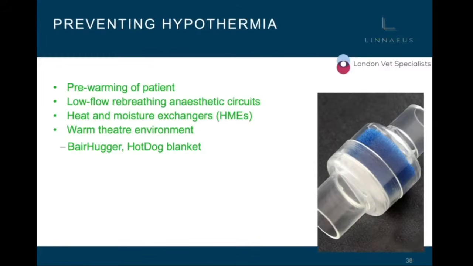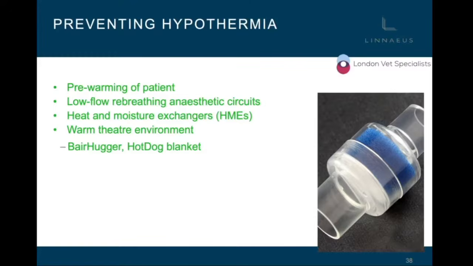So how can we prevent this hypothermia? There are many techniques, some of which are more effective than others, but the idea behind pre-warming the patient is to avoid or at least reduce that very sudden core body temperature drop that we saw on the graph a couple of slides ago. So if we can warm the periphery, then when we lose the vasoconstrictive tone that keeps the heat within the core, if the periphery is already warmer, we have less heat loss because there's less cold peripheral tissue to warm up.